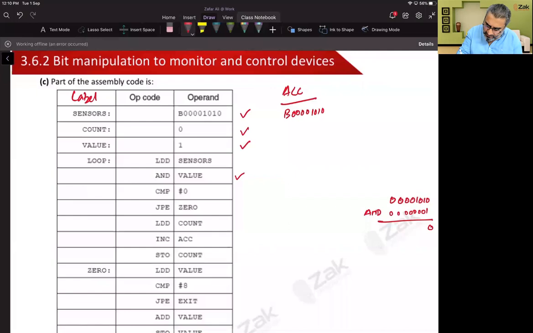This will become 0 1 0 1 0 0 0 0. So the accumulator would have the same once again. So here, this would be B 0 0 0 0 1 0 1 0 again.